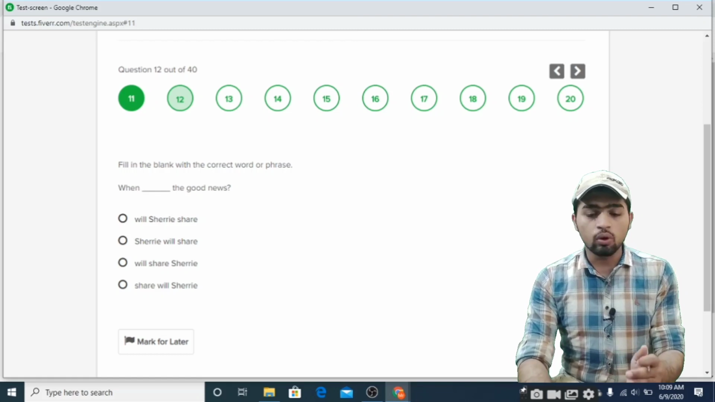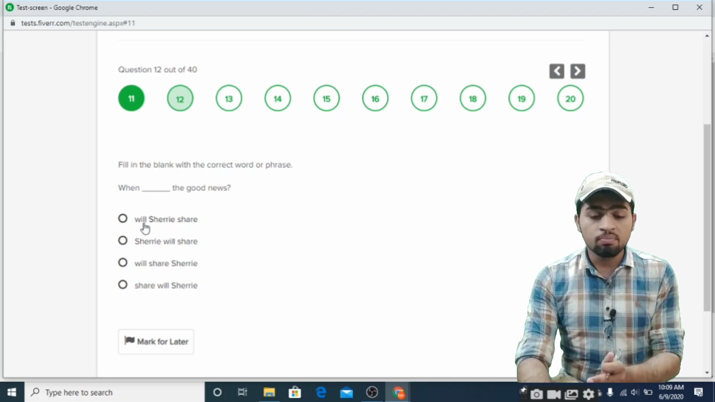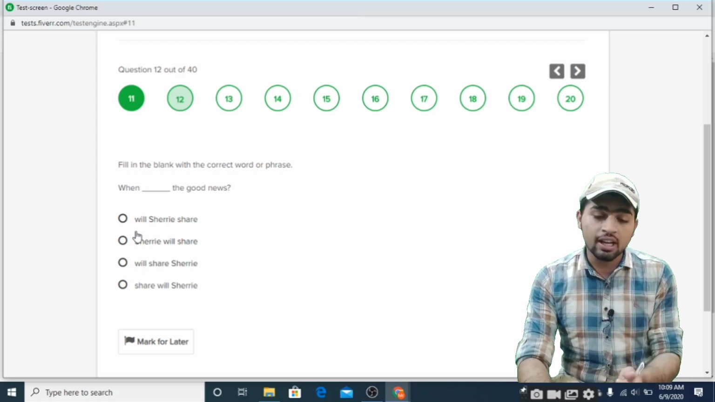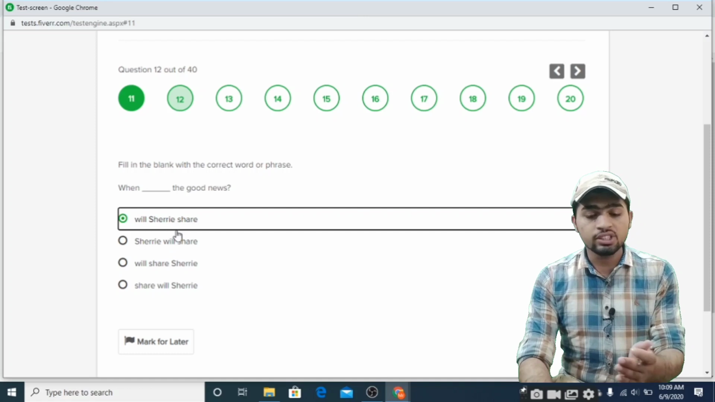When dash the good news? When will Sherry share the good news? When Sherry will share the good news? When will Sherry the good news? When Sherry will Sherry the good news?